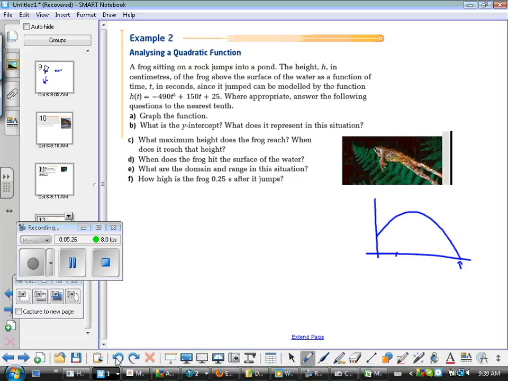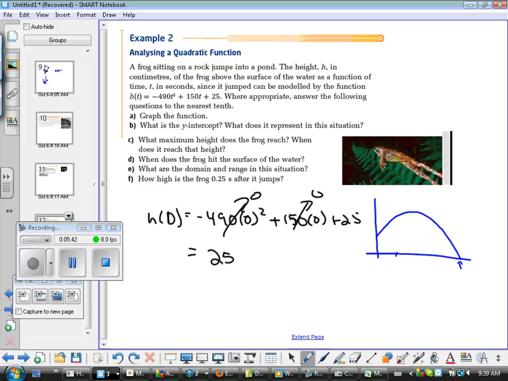B, what is the y-intercept and what does it represent in this situation? Well, the y-intercept is what you get when you set x, or in this case t, equal to 0. I mentioned before that when you do that, both of those first two terms with the t in them will become 0, and you're just left with that third term. So in the form ax squared plus bx plus c, you're basically just left with the c.